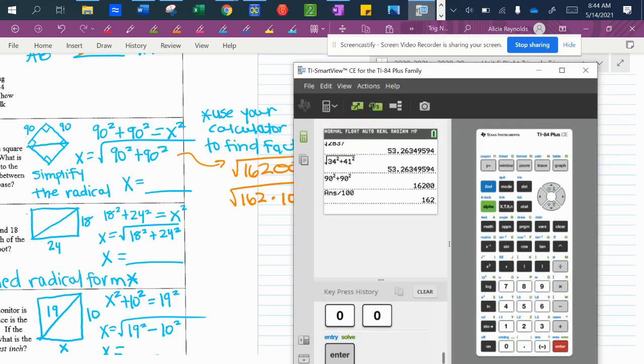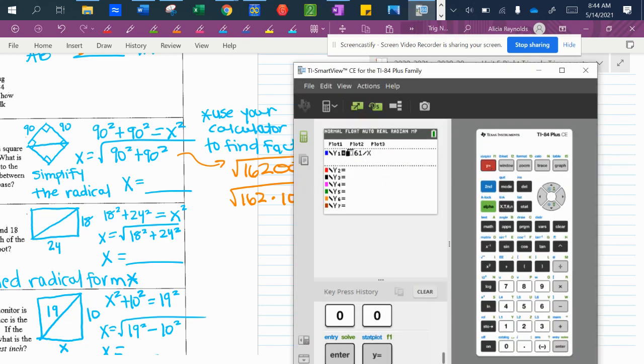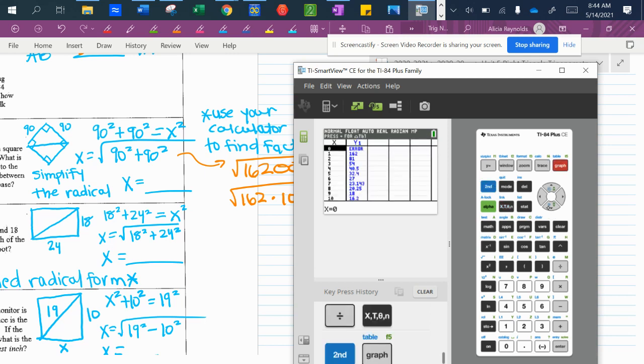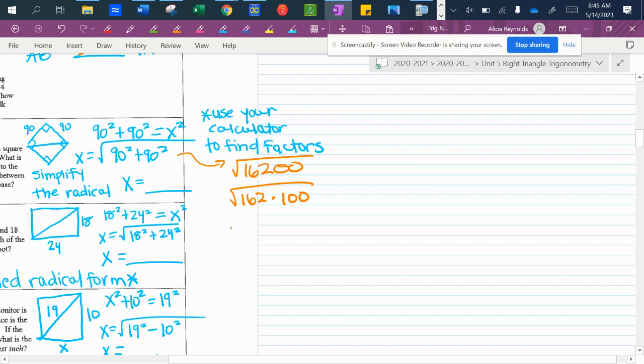So in our calculator, y equals, clear that, 162 divided by x. Go to the table. 2 times 81. 81 is a perfect square, right? So then if I rewrite this again, 2 times 81 times 100, and then I can take the root of my perfect squares. So 2 is going to have to stay. Square root of 81 is 9. Square root of 100 is 10. My final answer is 90 root 2.